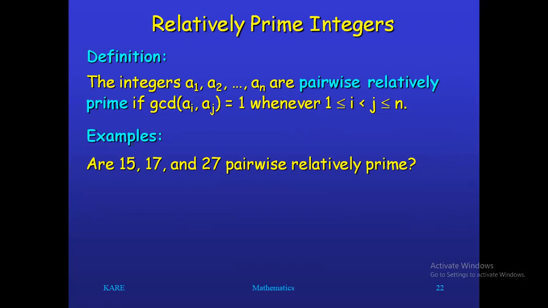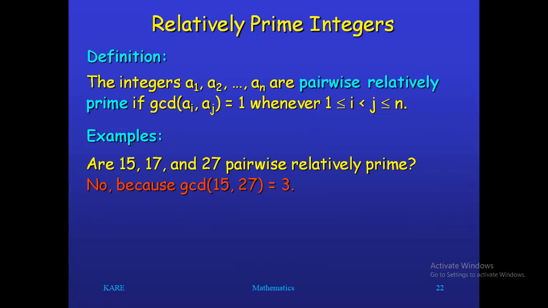I'm just taking 15, 17 and 27. Are they pairwise relatively prime? No, because the first number and the last number, 15 and 27, have a common divisor, which is 3. Only if the GCD is equal to 1 can I come to the conclusion that they are relatively prime. So 15, 17 and 27 are not pairwise relatively prime.